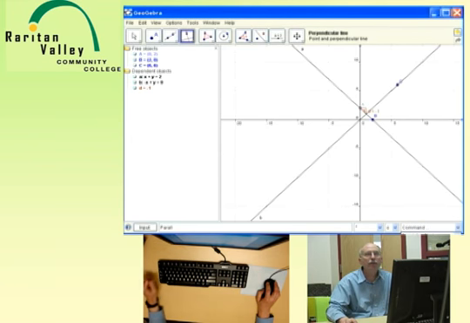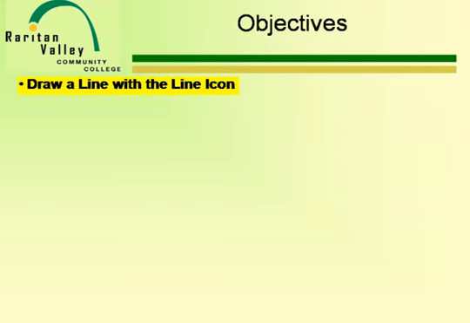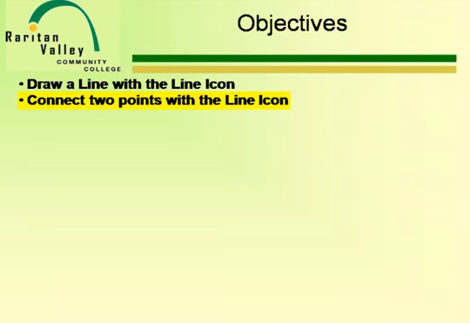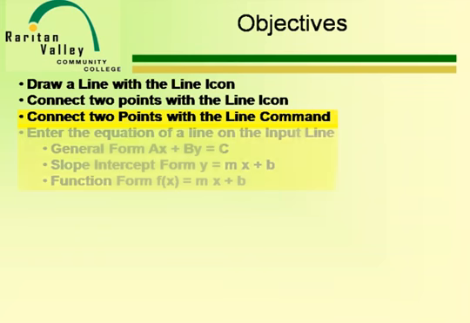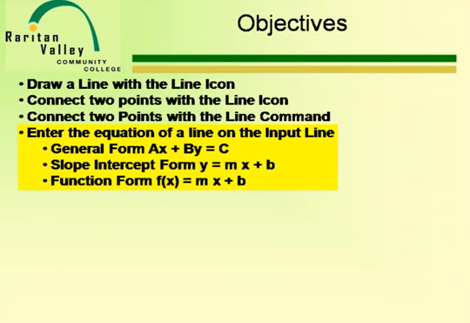Okay, so I think that pretty much wraps up what we're going to do in this module. Let's just do a quick review. We learned how to draw a line using the line icon. We learned also how to connect 2 points using the line icon. We learned how to connect 2 points using the line command. And we learned how to enter equations of a line using the input line. We inputted a general form, ax plus by equals c. We input one in slope-intercept form, y equals mx plus b. And we input one in function form, f of x equals mx plus b.